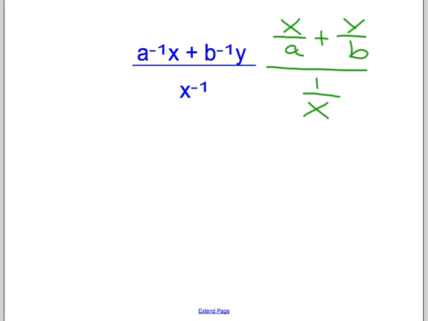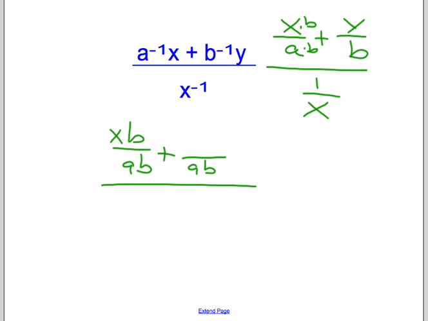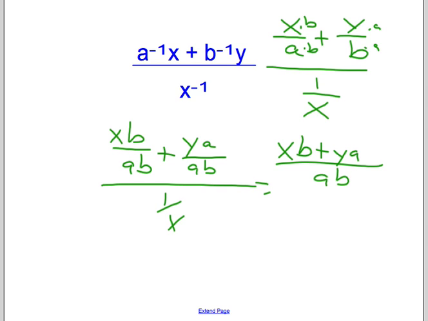Now, get your common denominator for a and b, and that would be ab plus ab. So we take the first term times a b, so we end up with xb. Take the second term times an a is ya. And then on bottom, you have 1 over x. Combine these. Okay, that's fine. 1 over x.